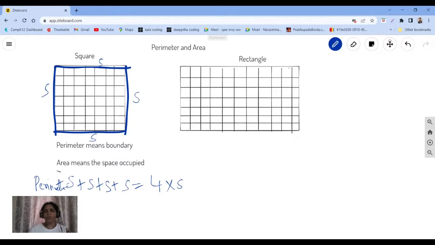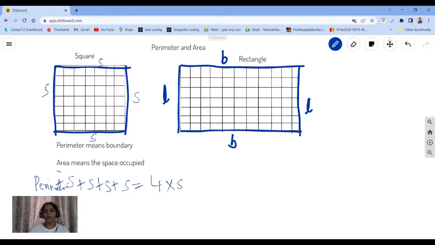Let's do the same thing for a rectangle. Again, we're talking about the perimeter. Perimeter means what? All the boundaries. Now, the rectangle has two different things. If this is called the breadth and this is called the length, we know the length has an opposite side which is the same length, and the breadth has an opposite side which is the same breadth.